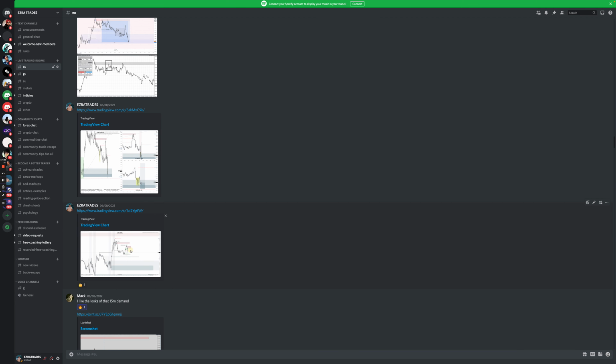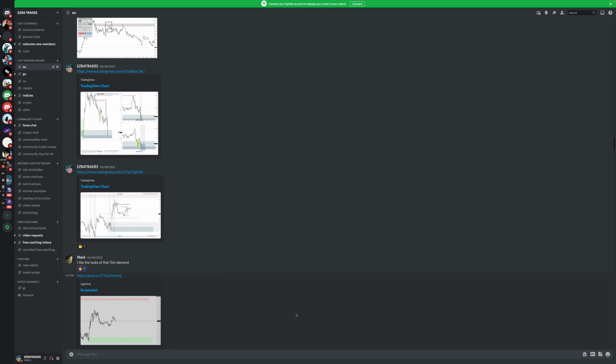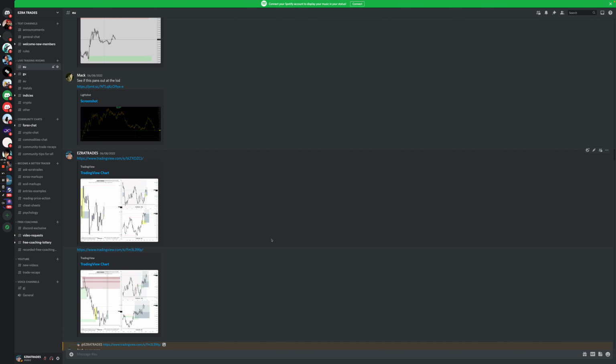And then what else? Then I sent my updated markup, right? Now this is a potential supply zone if that's going to happen. I still at this moment am waiting for a mitigation of the 4-hour and that 15-minute refinement that has all that imbalance, right? So let me show you what the next trade looks like that I took, and then what we did as a result of that.